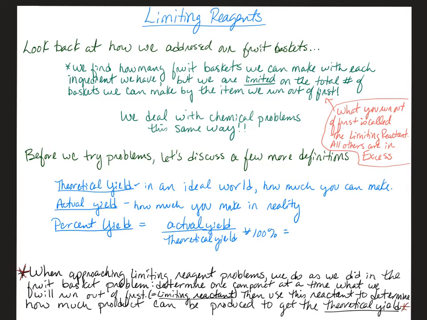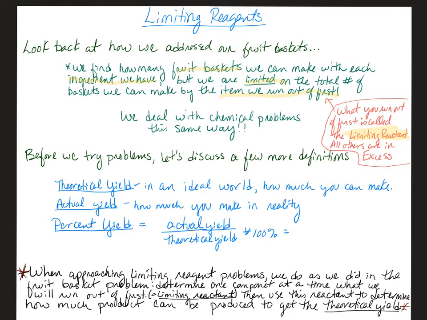But we're going to look back in just a minute at how we talked about fruit baskets. If you remember, we find out how many fruit baskets we could make in total by figuring out how much of each ingredient we have, and we are limited on the number of baskets we can make by the item that we run out of first. So whatever we run out of first limits how much product we can make, and we call this the limiting reactant. Okay, so we can deal with chemical problems the exact same way.